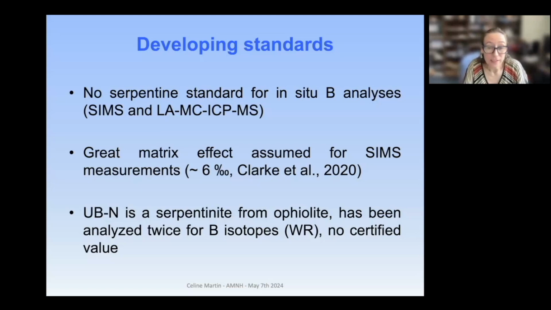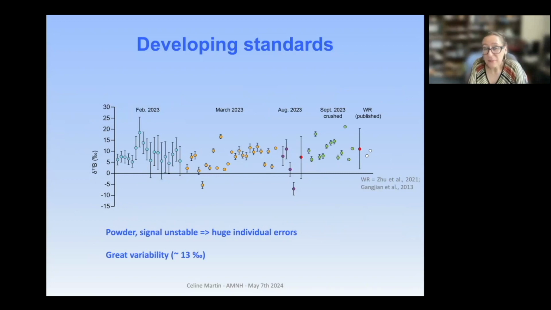And the big problem is that a great matrix effect is assumed, at least for SIMS measurement, up to 6 per mil. That could shift all our results significantly. The only serpentinite standard that has been analyzed for boron isotopes as bulk is UBN, which is an ophiolite serpentinite. It has been analyzed twice, but there is no certified value for it. And the big issue is that it is a powder, so that doesn't make it easy to analyze.